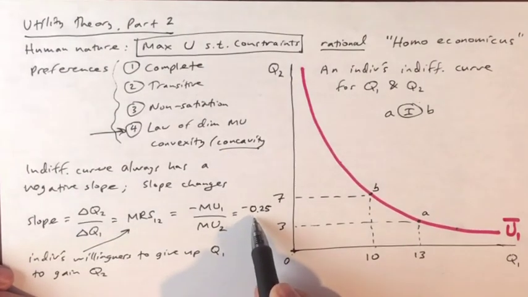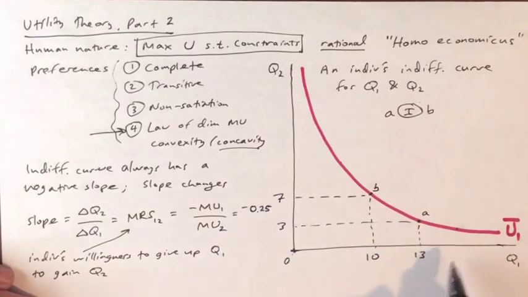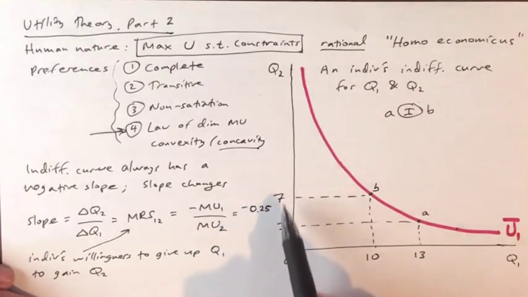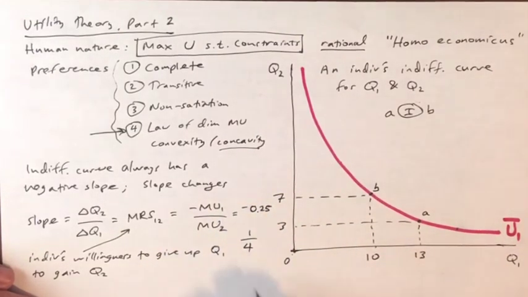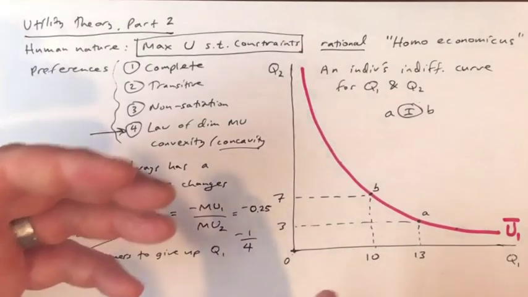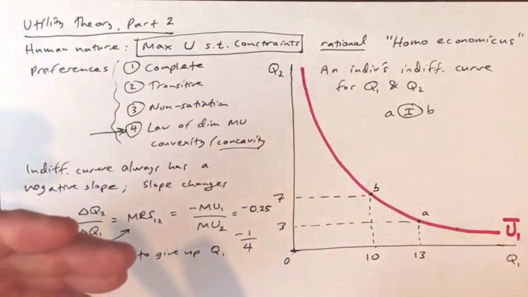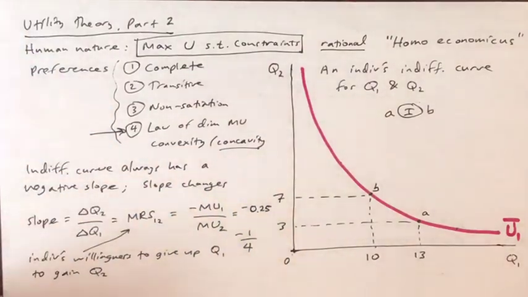If it's negative 0.25, what this is telling us is the individual is willing to give up 4 here if they can gain 1 over here, right? Because 1 over 4 is equal to 0.25, okay? So that's the relationship between loss and gain, all right? What the individual needs to receive in order to feel okay, right? Feel okay, what does that mean?